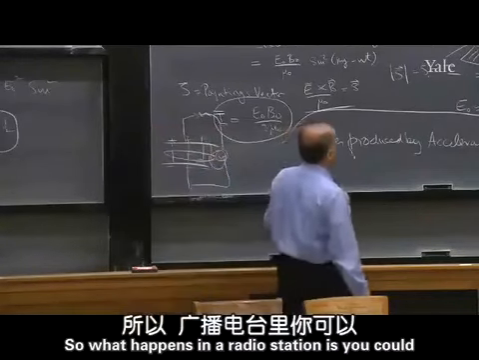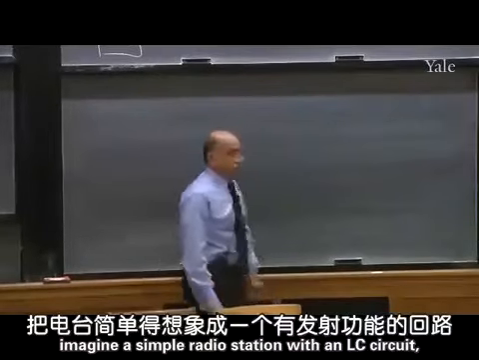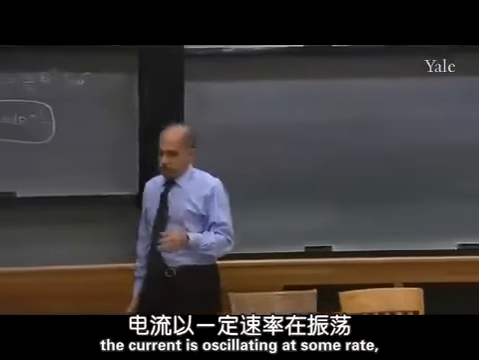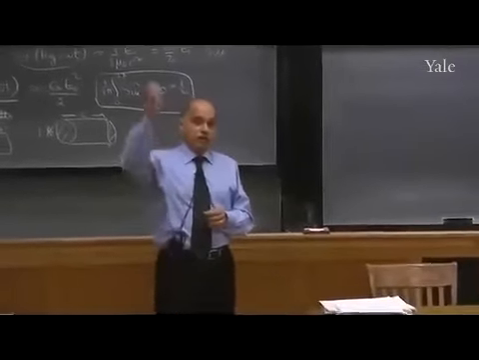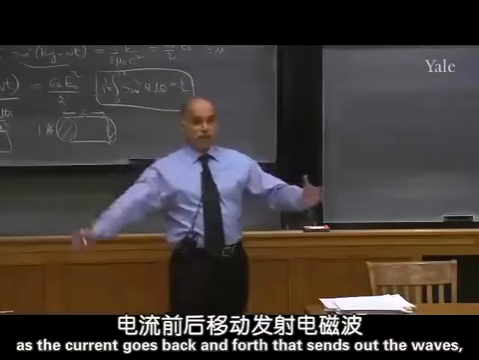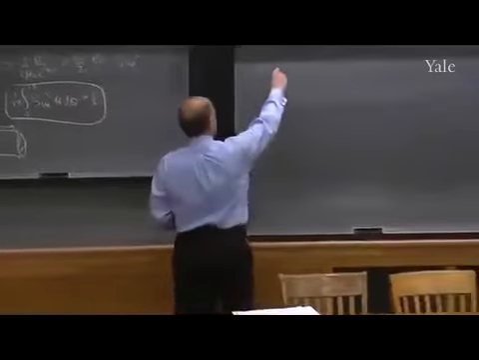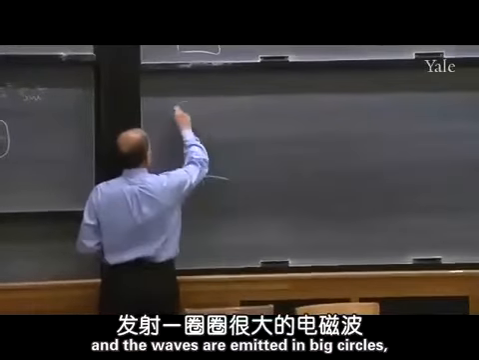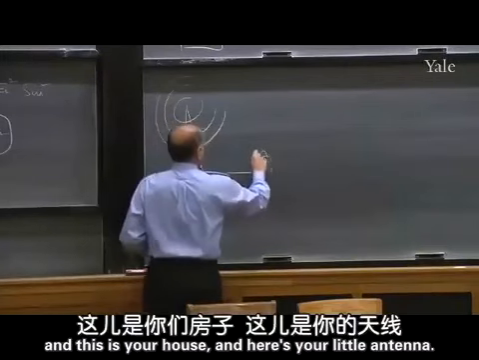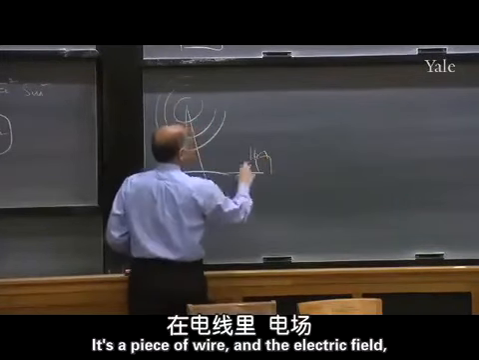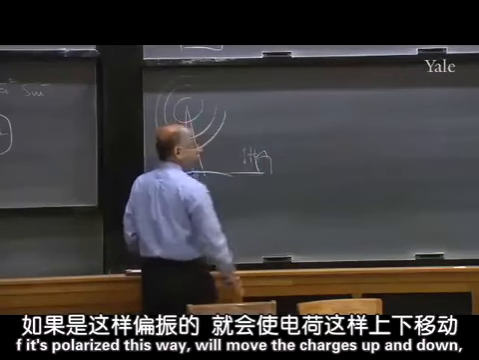So what happens in the radio station is, you could imagine a simple radio station with an LC circuit. Current is oscillating at some rate, and part of the circuit is in the antenna. The charges are going up and down as the current goes back and forth. That sends out the waves. The waves come to your house. So here's the picture. Here's the radio station, and the waves are emitted in big circles. And this is your house, and here's your little antenna. It's a piece of wire, and the electric field, if it's polarized this way, will move the charges up and down.